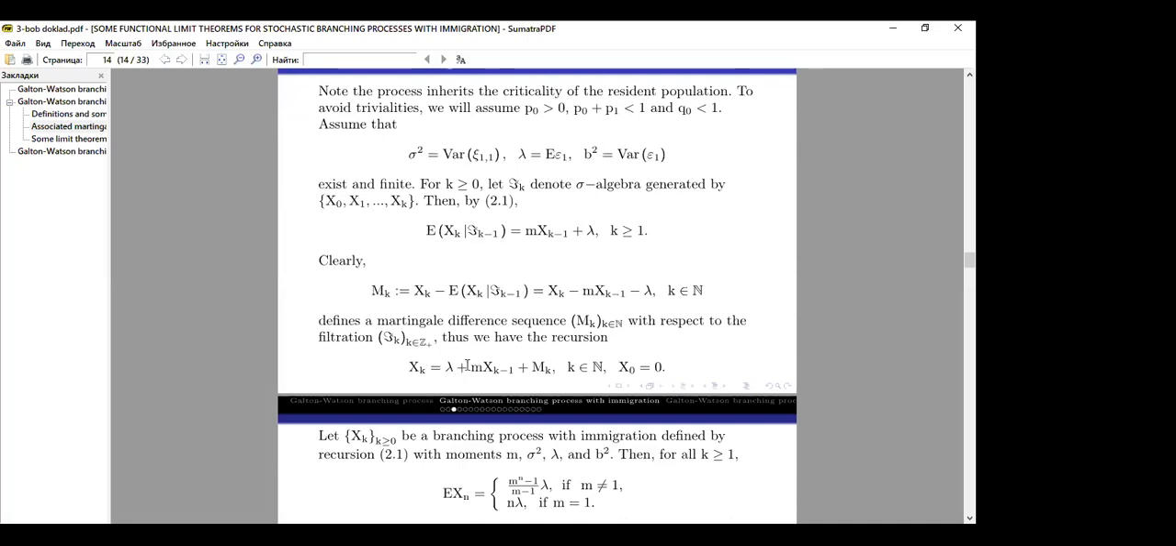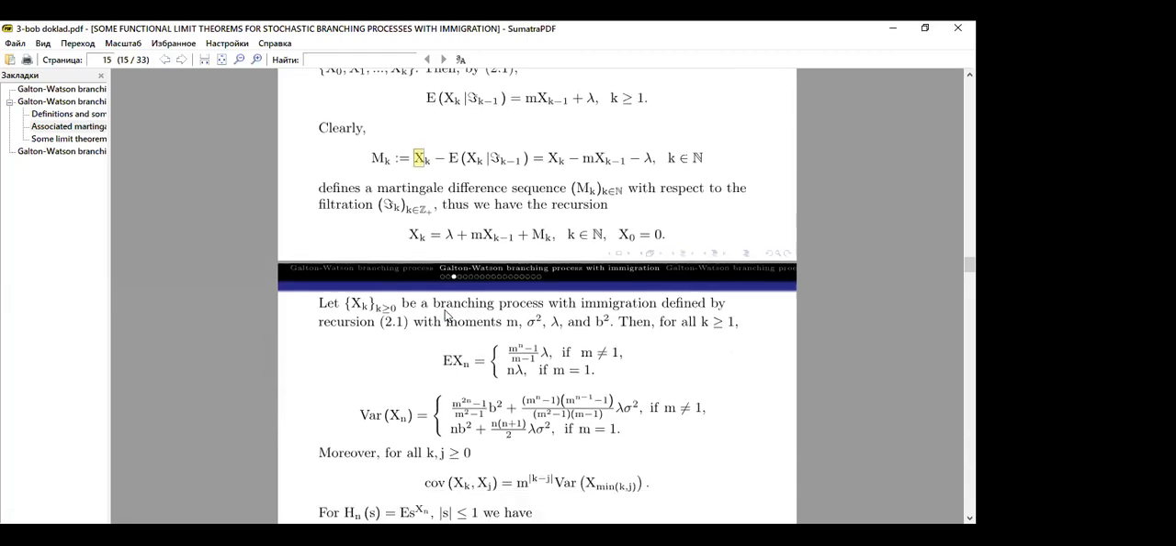So X_k is defined by the sum of three random variables. Here I want to say that the main difference from the common autoregressive process is the nature of the conditional variance. For example, the autoregressive process is homoscedastic. So if we calculate the expectation of M_k squared conditional on this sigma-algebra, it will be a number. For a branching process, it will be a random variable. So there is a difference.